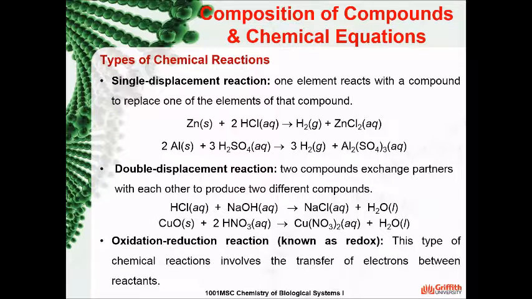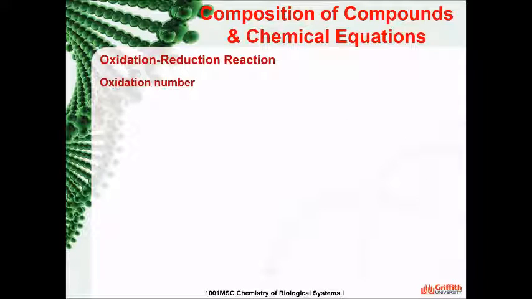The last type of chemical reaction is the oxidation reduction reaction, known as redox. This type of chemical reaction involves the transfer of electrons between reactants. We will investigate this type of reaction in more detail next. The nature of redox reactions involves the electron transfer from one molecule to another.